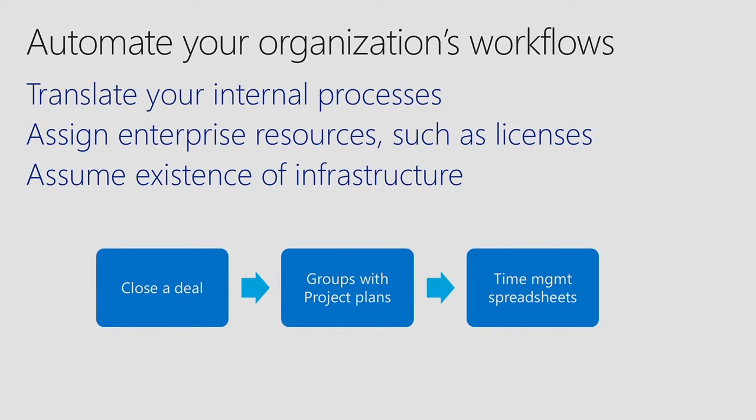Just as an example, maybe in your business, when you close a deal, you have processes, and normally an admin goes and creates a group for that new deal with that company and uploads project plans, right? And then creates time management spreadsheets. So maybe this is a standard process in your company. Well, that's something that you could all automate through the graph. So that could all just happen through a script or through an internal web app or what have you.